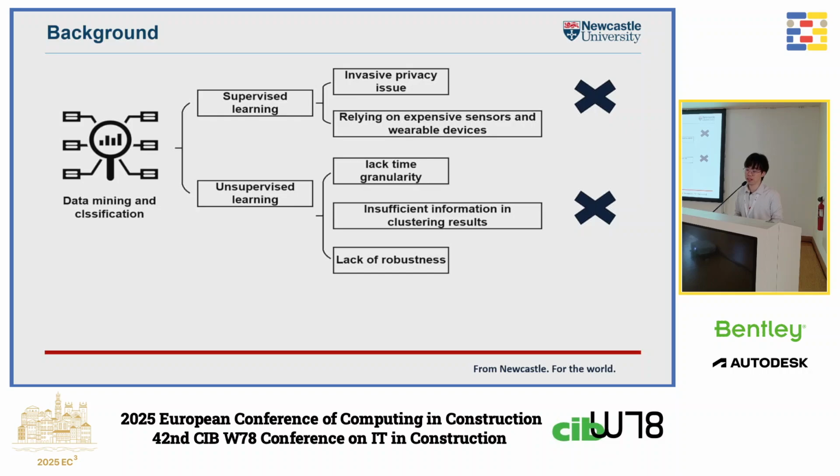That's not good. But how about unsupervised methods? Yeah, they're also great, and you don't need labeled data, but they lack temporal granularity and don't have enough information to represent spatial-temporal information. And when faced with missing data, they lack robustness. So my choice is self-supervised learning.